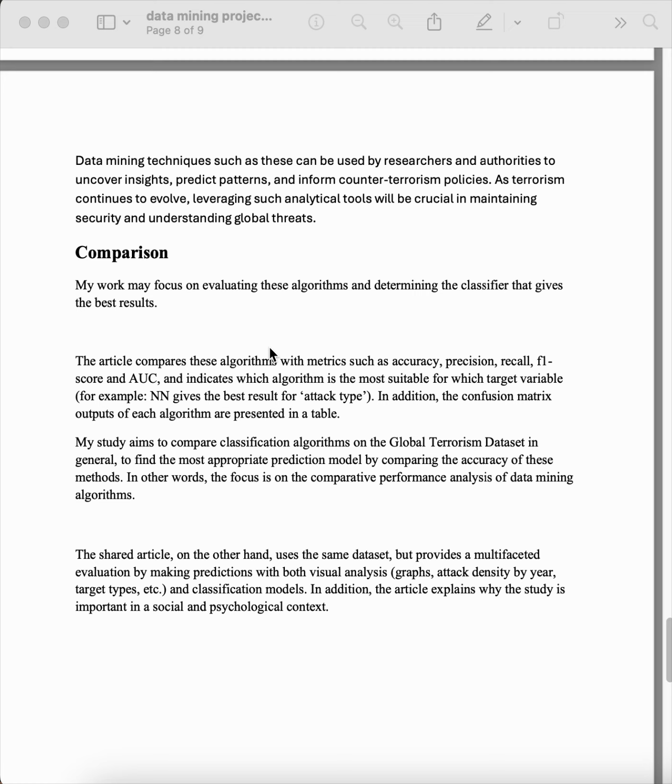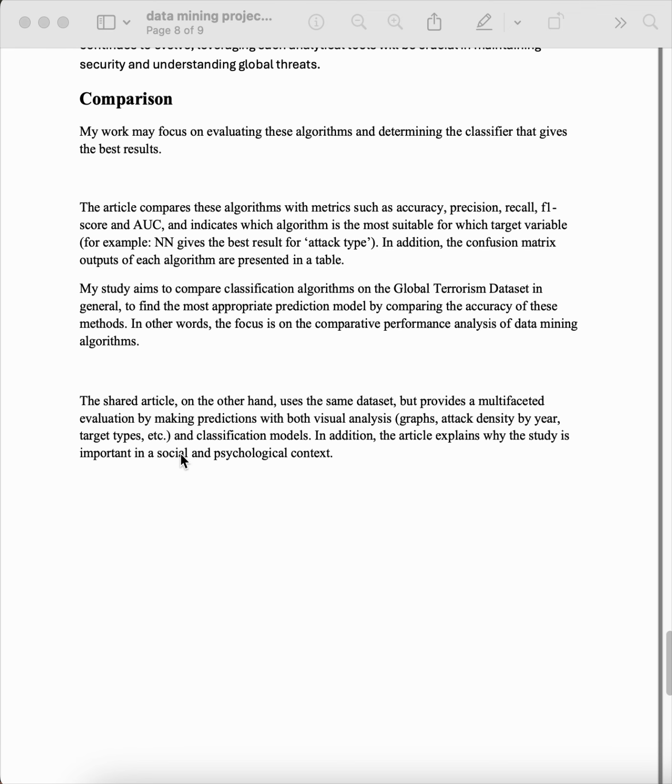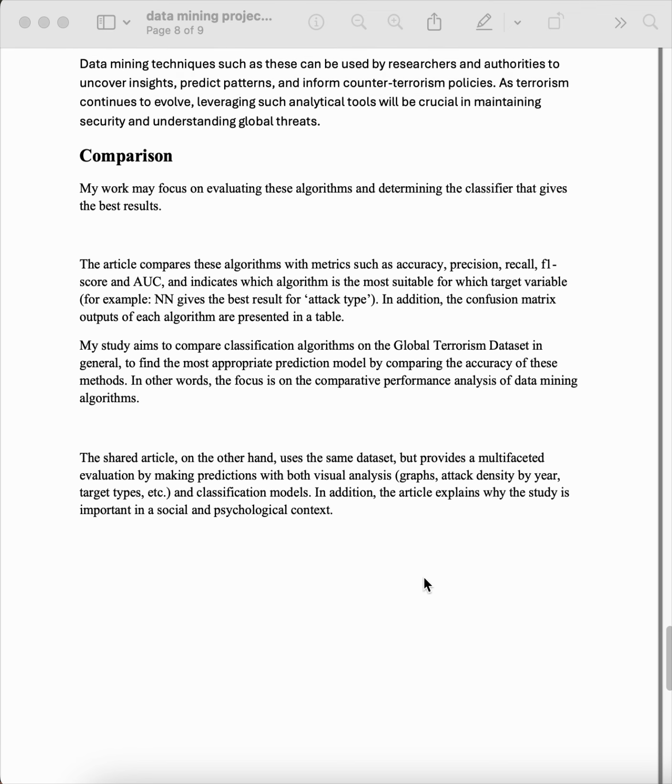And also my study aims to compare classification algorithms on the global terrorism dataset in general to find the most appropriate prediction model by comparing the accuracy of these methods. In other words, the focus is on the comparative performance analysis of data mining algorithms. And the shared article, on the other hand, uses the same dataset but provides a multifaceted evaluation by making predictions with both visual analysis and classification models. In addition, the article explains why the study is important in a social and psychological context.